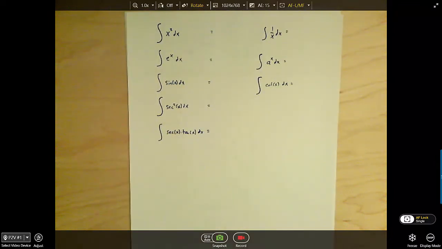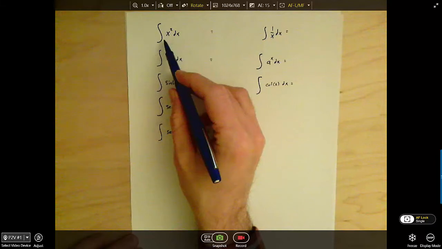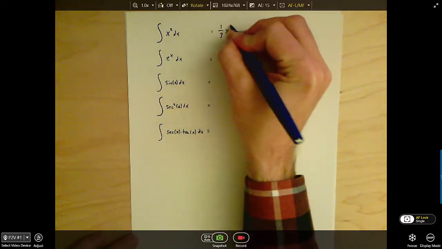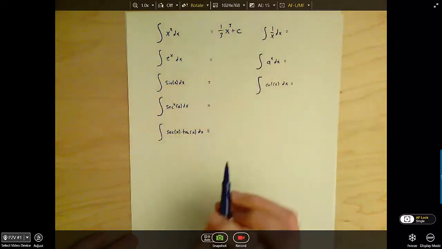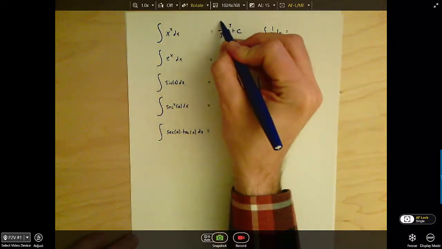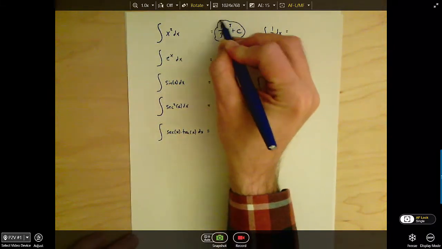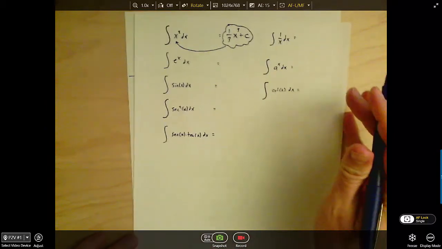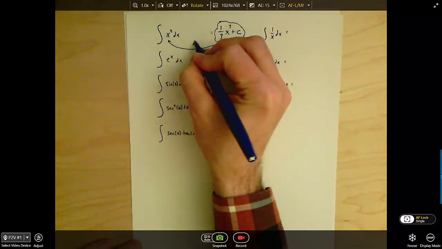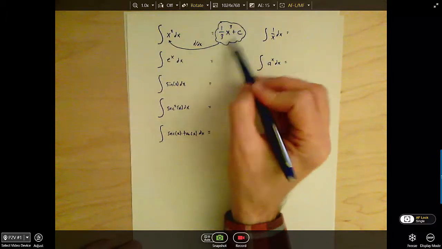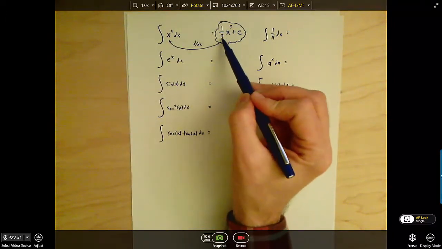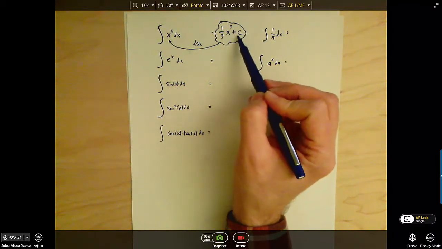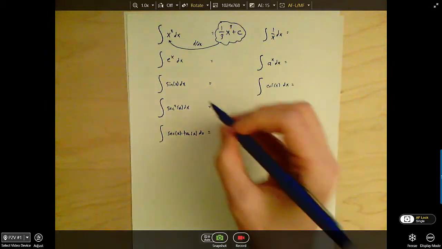So you already know a lot of these. What's the most general antiderivative of x squared? It's going to be 1/3 x cubed plus c. And you can always check your answers here by taking the result of your integration, taking the derivative, and seeing whether it equals your original function. So here, if I take the derivative, the 3 comes down, and I've got 3 divided by 3 is 1, x squared, and then the derivative of a constant is 0, so that just gives me the x squared.